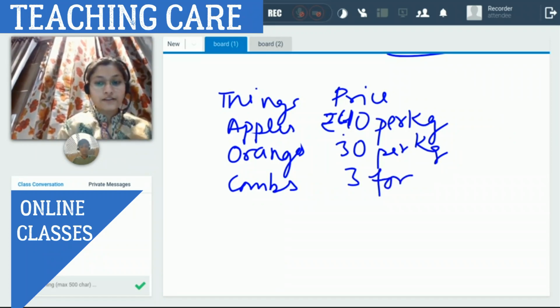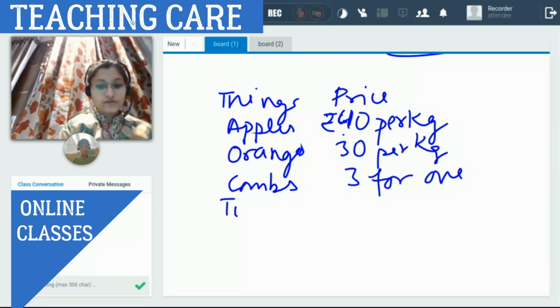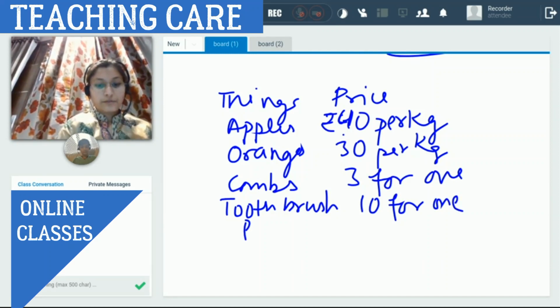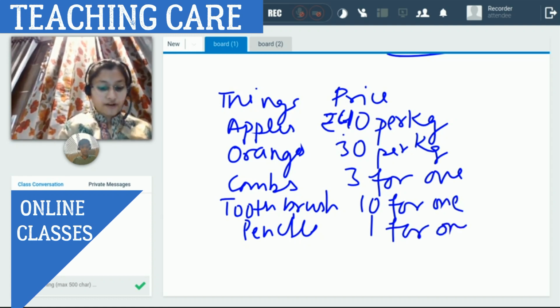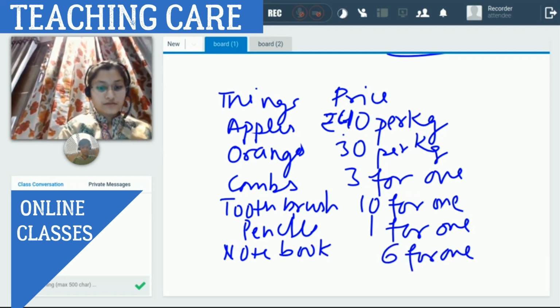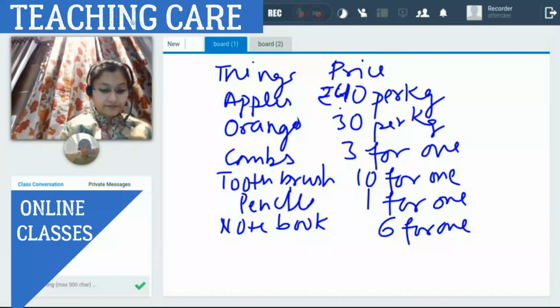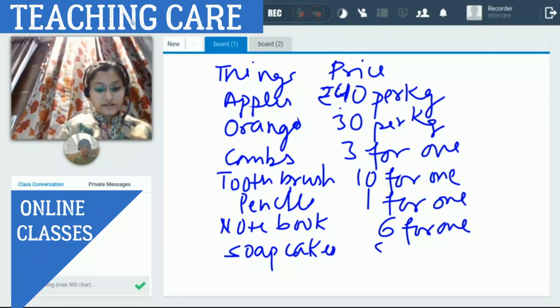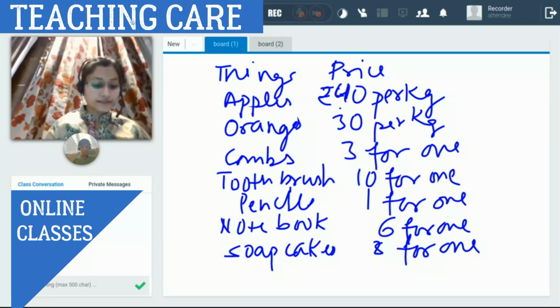combs 3 for 1, toothbrush 10 for 1, pencils 1 for 1, notebook 6 for 1, and the last item is soap cakes, 8 for 1. Some items are there and their price is given to you on the right hand side.